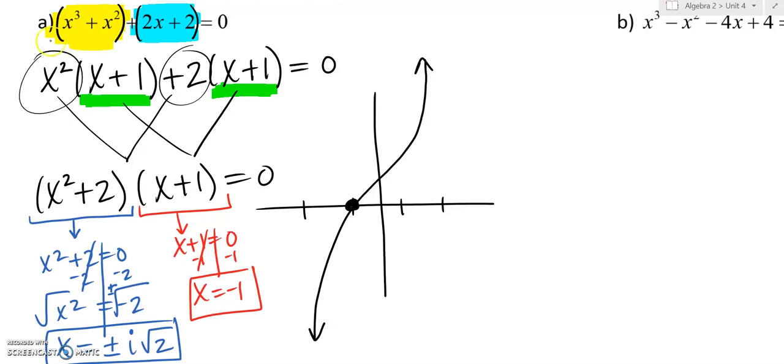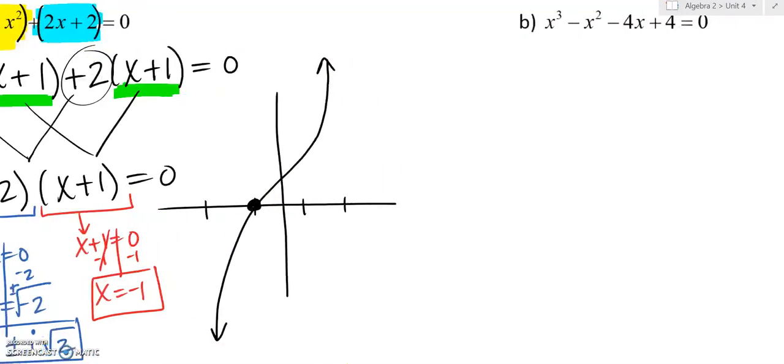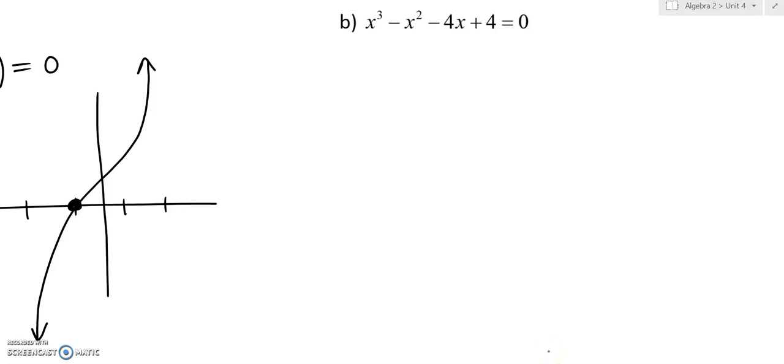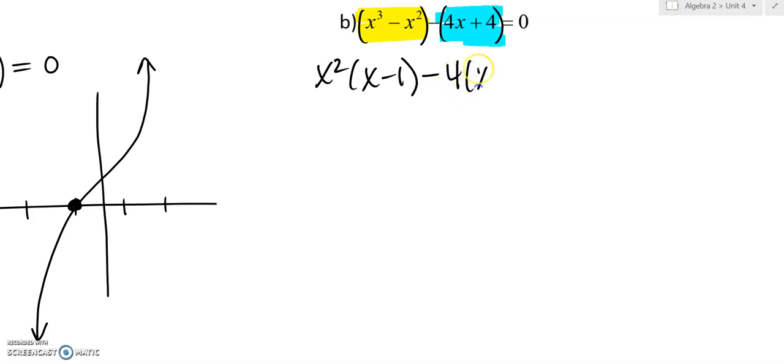Again, you could type this original function into your calculator, graph it, see the picture, you'd see something like this. Let's try to fit in one more. I'm going to take the first chunk and the second chunk. My yellow chunk, I can take out an x squared. I'm left with x minus 1. On my next chunk, which is blue, I'm going to have to take out the negative from that negative sign in the middle and take out a 4. So I'm going to be left with x minus 1.